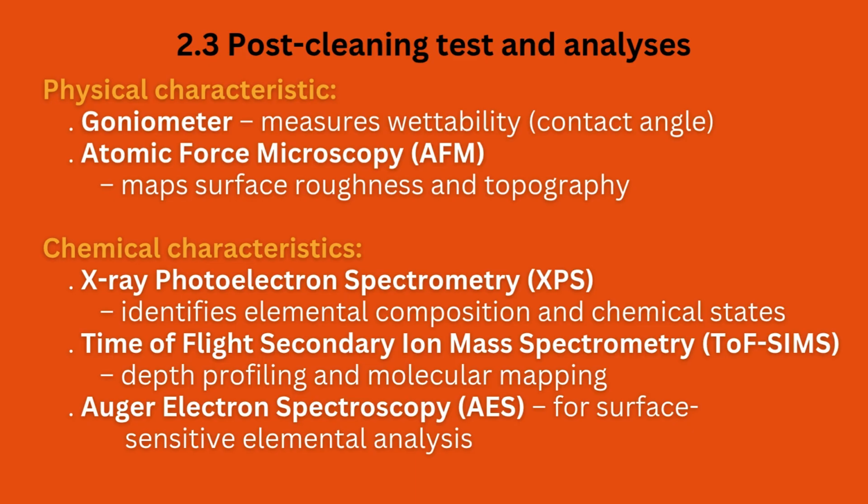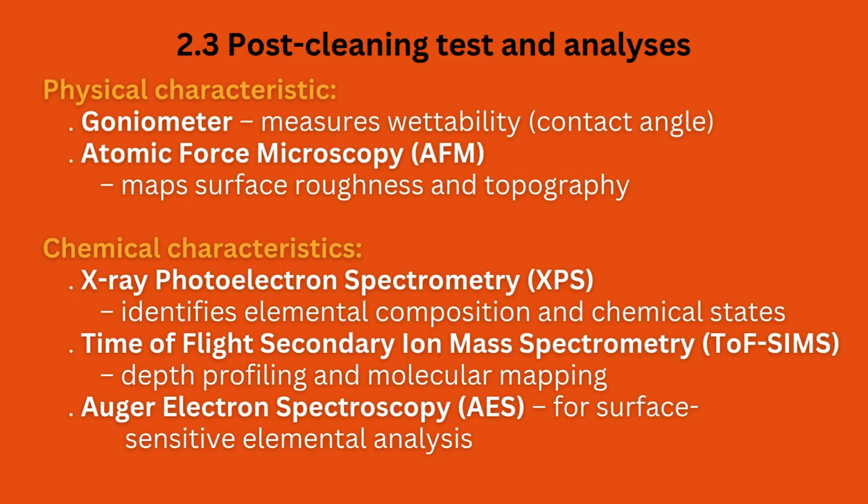Once the cleaning step is done, how do we know if the surface is actually clean and ready for the next process? That's where post-cleaning tests come in. We usually look at both physical and chemical properties. For physical checks, a goniometer measures wettability, how easily water spreads on the surface. A cleaner surface is often more hydrophilic, which helps with molecule or cell attachment. Then there's AFM, or atomic force microscopy. It creates a nanoscale 3D map of the surface so we can visualize roughness, texture, and any remaining contaminants.